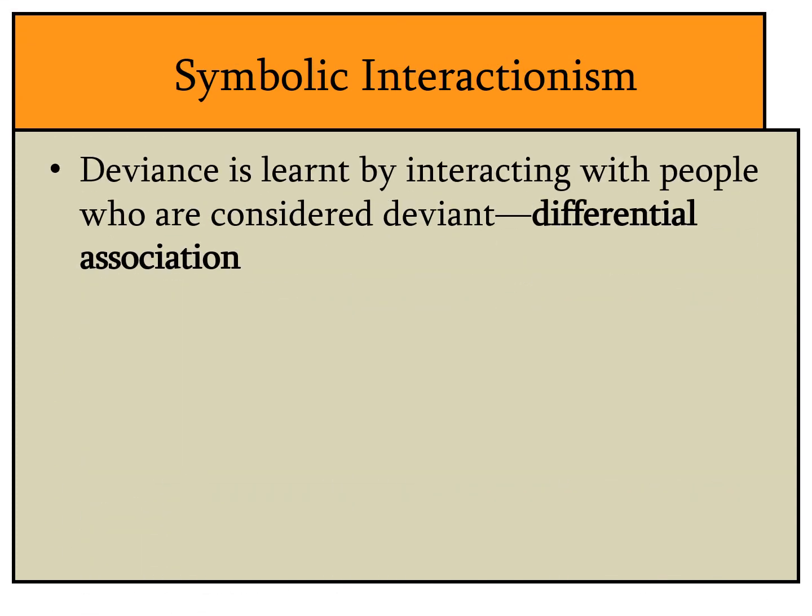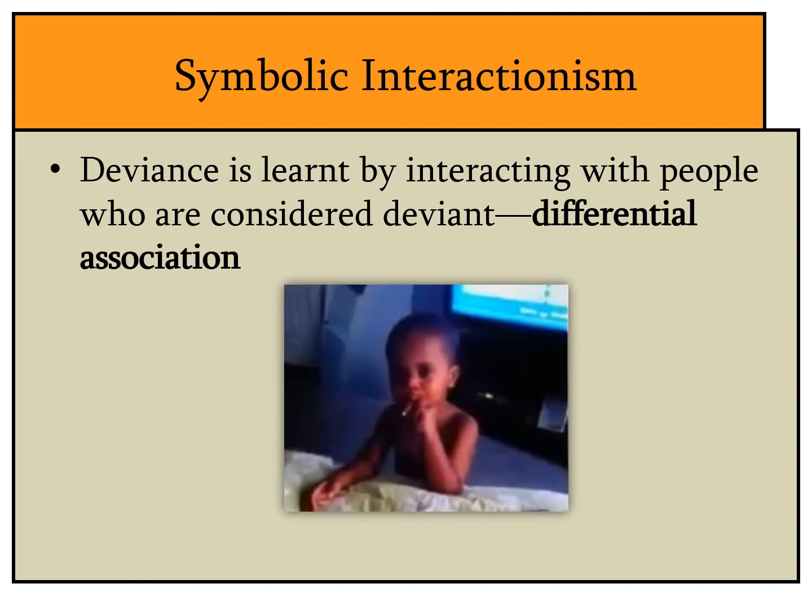All right, now the final theory that we're going to talk about here is the symbolic interactionist perspective. The symbolic interactionist perspective basically argues that deviance is something that is learned by interacting with people who are considered deviant. And remember, symbolic interactionism focuses on our interactions, the people we interact with, and how these people influence our behavior. And so from a symbolic interactionist perspective, deviance is something that is learned from the people that we hang around with, the people we interact with.